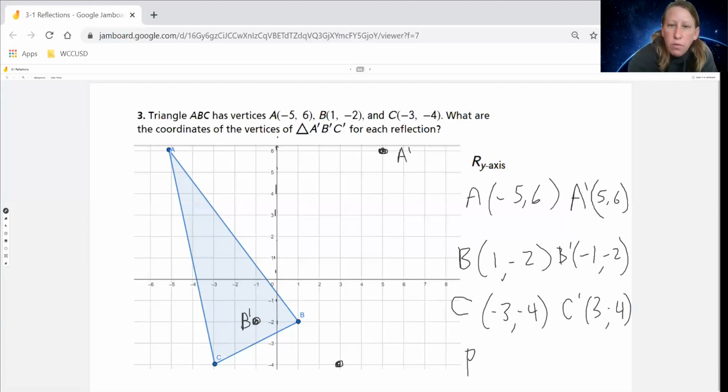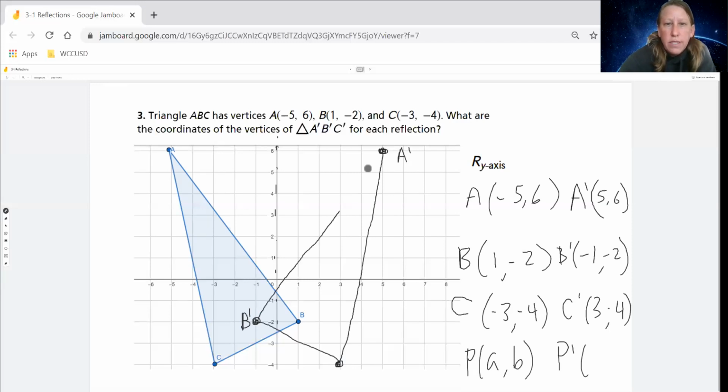So can you think what would happen to some point AB if we wanted it to be a reflection across the y-axis? What stays the same and what changes? It's also really important to know that this new shape, the new triangle, is exactly the same size and shape as the original.